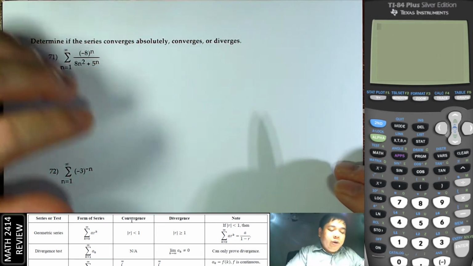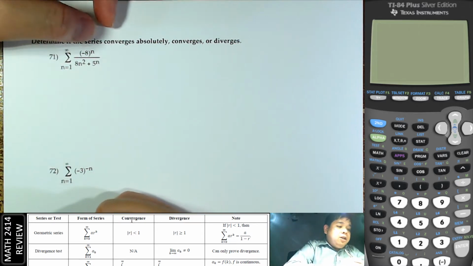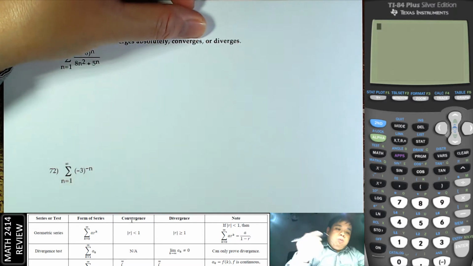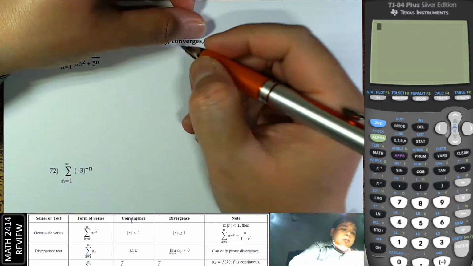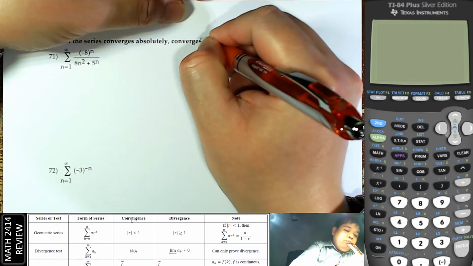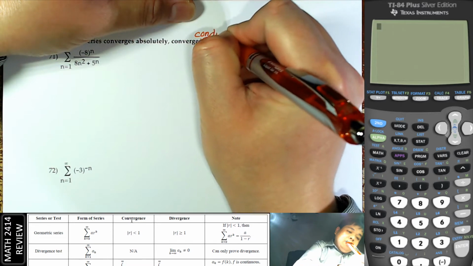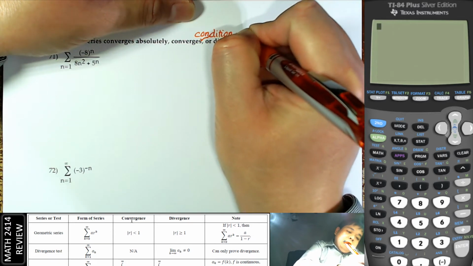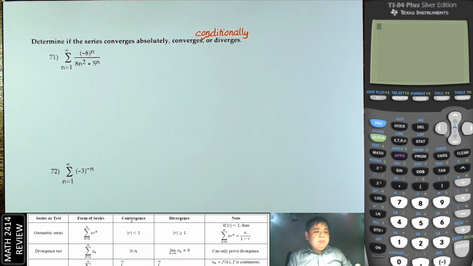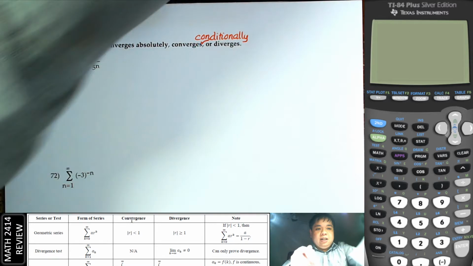We continue review calculus 2. Determine if the series converges absolutely, converges or diverges. To be more specific, we say converges absolutely, the other one is converges conditionally, or diverges. So the roadmap of this, I'm going to write out here.